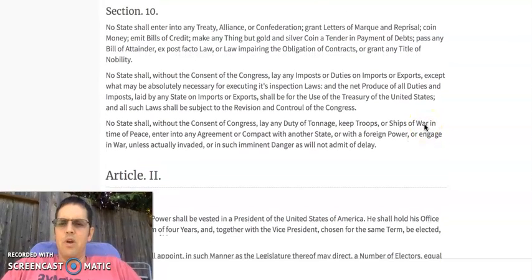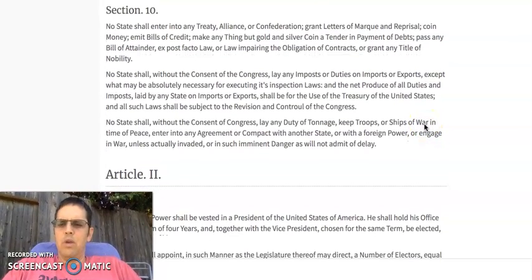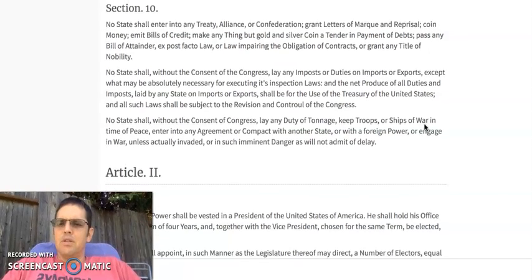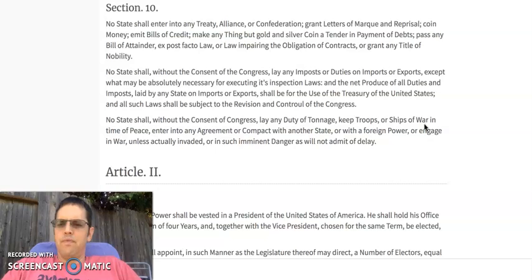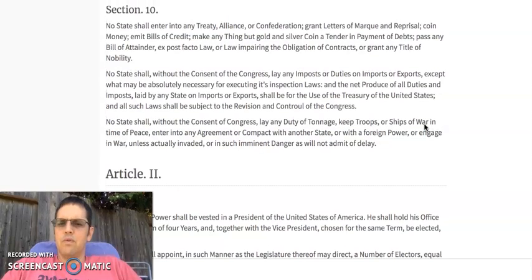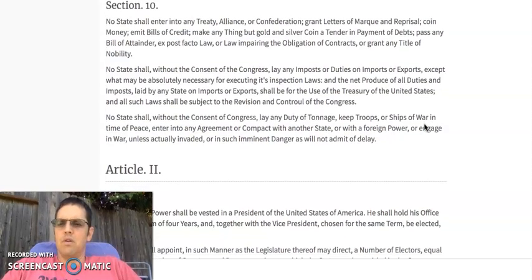Alright, this is the second video of me reading the U.S. Constitution. Like a nerd. Section 10. Alright, we're just going to finish off Article 1, which is, of course, the by far longest of the articles.